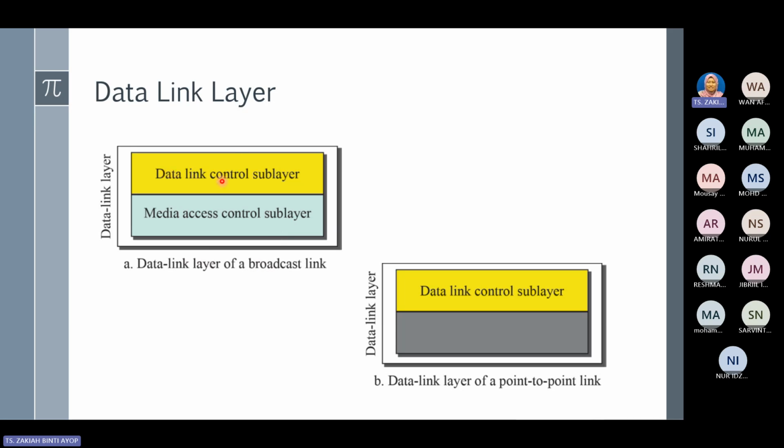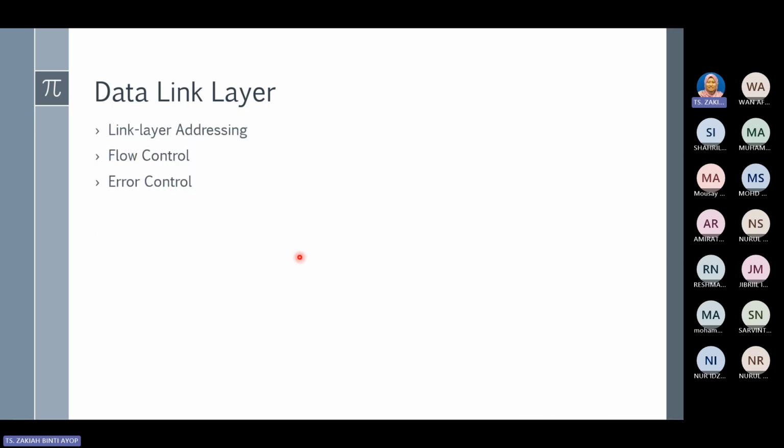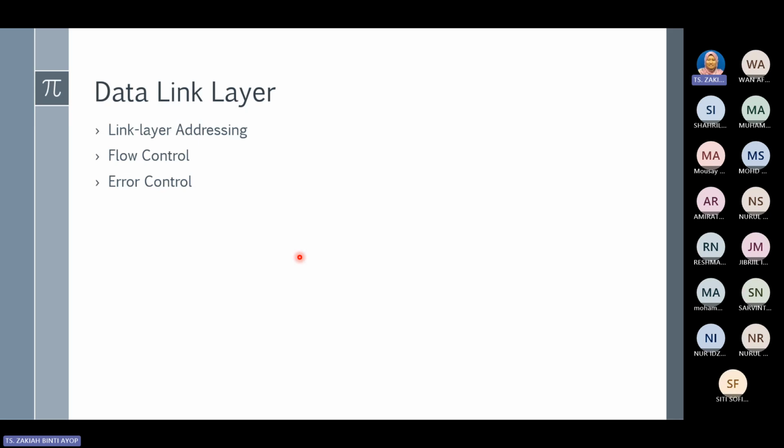Okay, so data link control deals with issues in point-to-point and also broadcast links, but media access control deals only with broadcast links. This is where we separate these two types of links at the data link layer. In the data link layer, as I have mentioned before, they deal with flow control and error control, and the main function is node-to-node delivery.